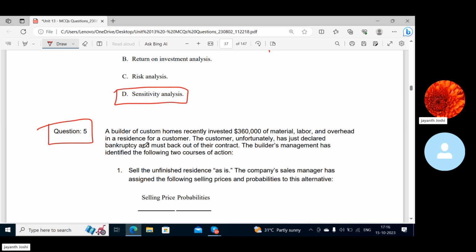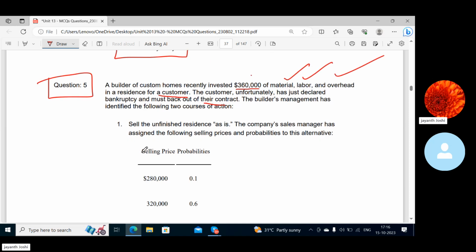A builder of custom homes recently invested $360,000 of material, labor, and overhead in a residence for a customer. This is the initial investment. The customer unfortunately had just declared bankruptcy and must back out of their contract. The builder's management has identified the following two courses of action.